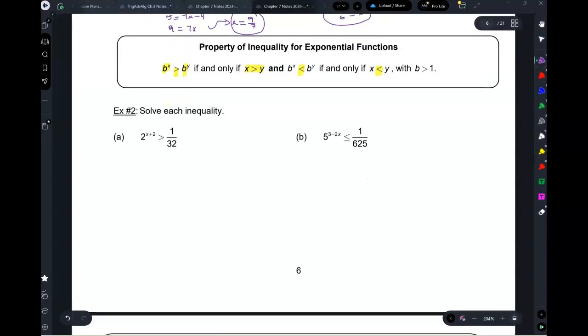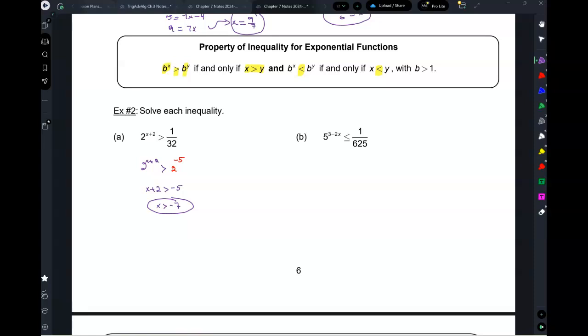So here, I have 2 to the power x plus 2 greater than this one. Okay, so the 2 is not something I can work with. Okay, 32. Remember, 32 is 2 to the 5. But if it's 1 over 32, then it's 2 to the negative 5. So x plus 2 is greater than negative 5. x is greater than negative 7, and that's it. There you have it. Now, let's pause a minute.